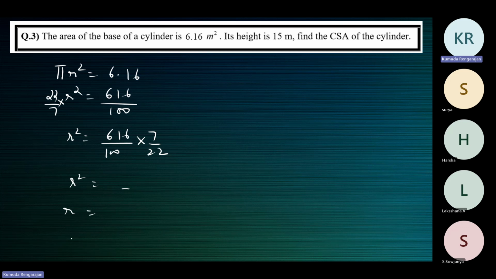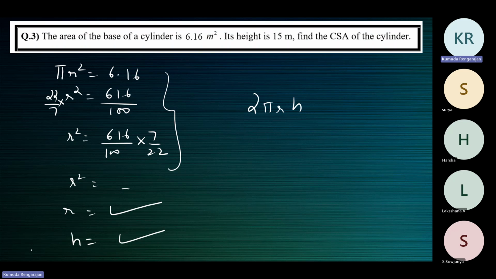And h is given to you. H is given 15. What's the formula, children, to find the CSA of a cylinder? Ma'am, 2 pi r h. 2 pi r h. So working this, you are able to find r and h is given. So put it in the formula 2 pi r h and find the CSA of the cylinder.